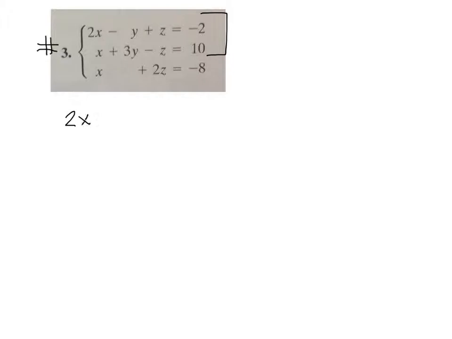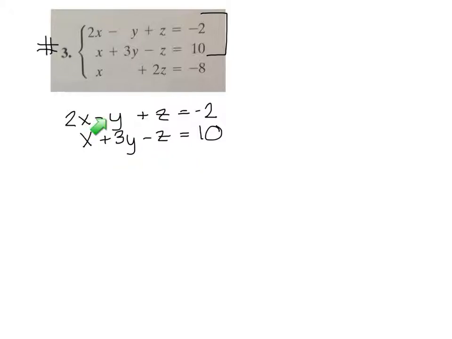So 2x minus y plus z equals negative 2, and x plus 3y minus z equals 10. Now I know that the z would cancel out, but we need the y to cancel because that's what's already gone in the last equation. All right. So what do we need to do to make the y's cancel?